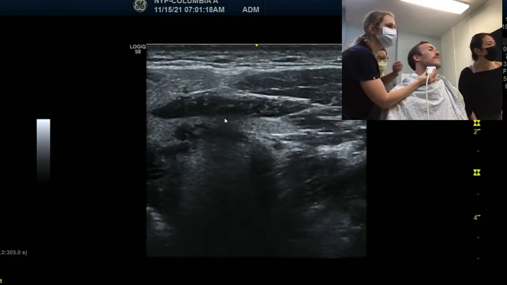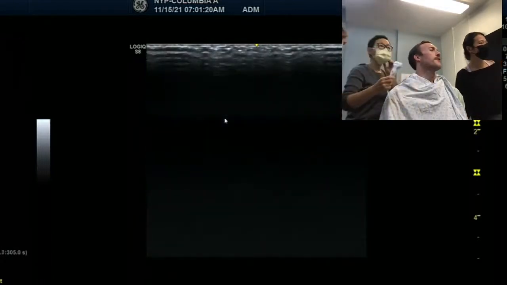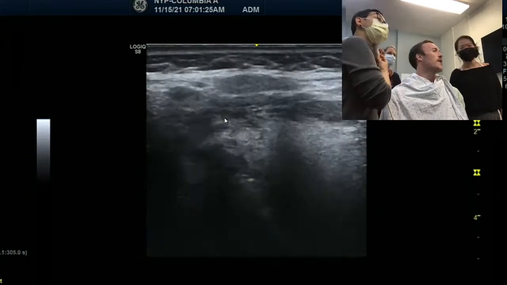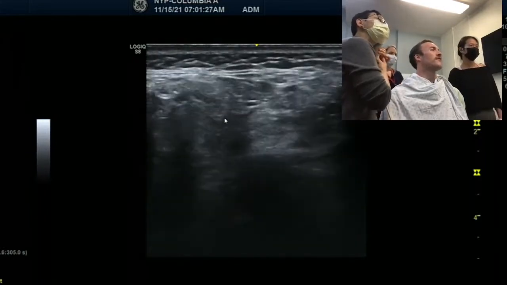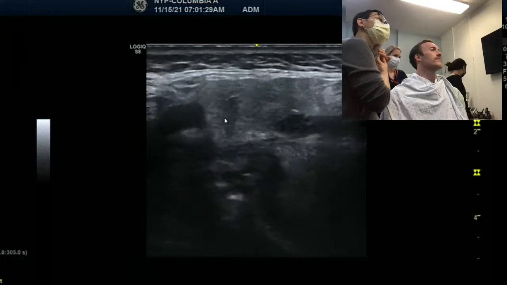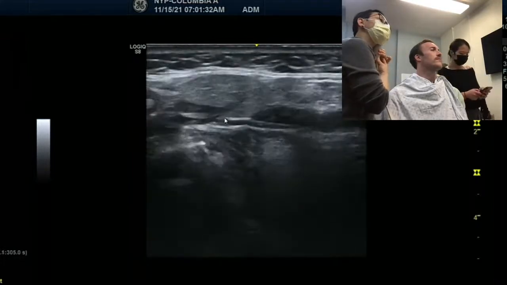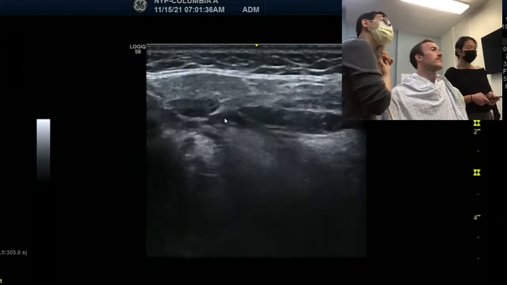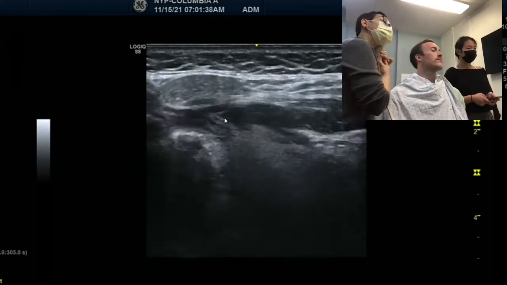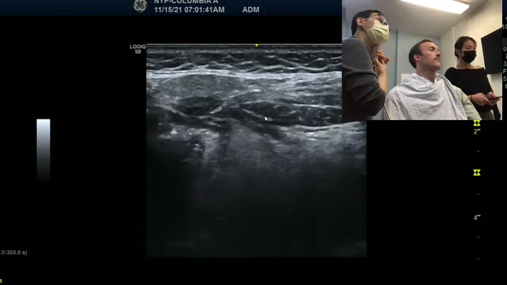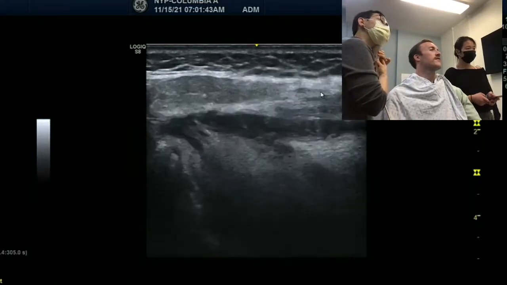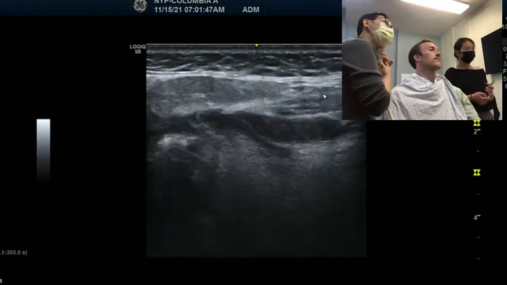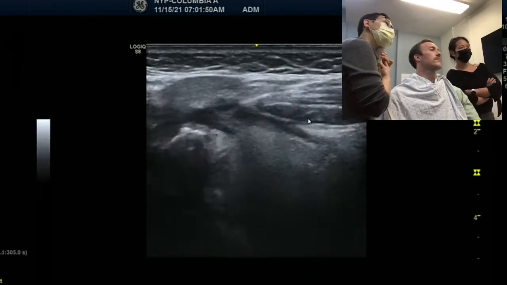Mylohyoid, hyoglossus, and what else is there? Omohyoid? No, omohyoid is down, downstairs. See here, you see one coming in, two. One and two. There's the hyoglossus. Upstairs is mylohyoid. Hyoglossus. Awesome.